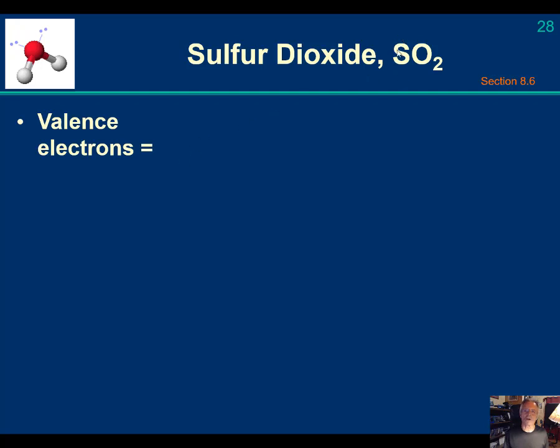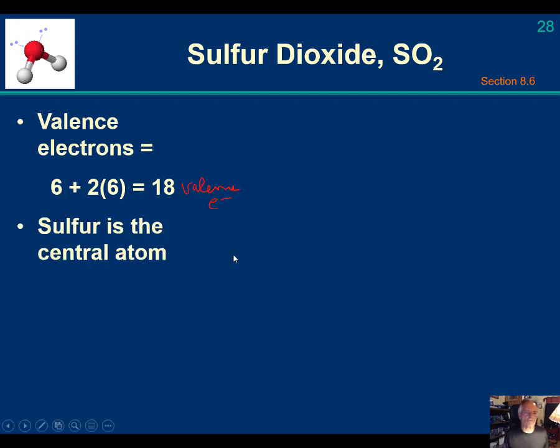If we look at the top of the group for sulfur, we see it has 6 valence electrons. Oxygen is in the same group, so it also has 6. And so that gives us 18 valence electrons. Okay, so these are valence electrons. And the central atom will be sulfur.